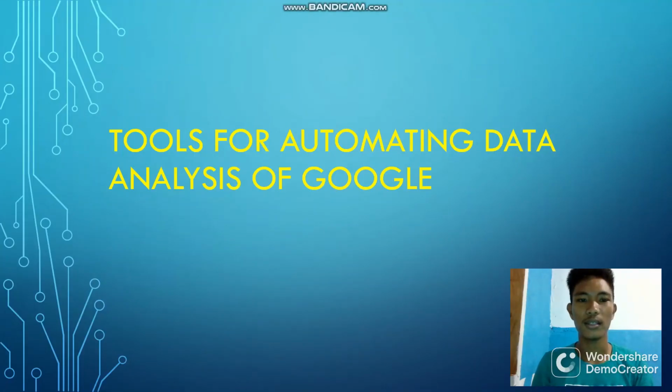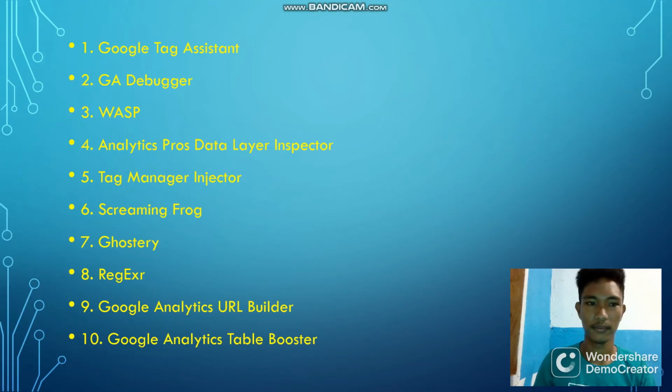Tools for automating data analysis of Google. Number 1, Google Tag Assistant. Number 2, GA Debugger. Number 3, WASP. Number 4, Analytics Pros Data Layer Inspector. Number 5, Tag Manager Injector. Number 6, Screaming Frog. Number 7, Ghostery. Number 8, Regex. Number 9, Google Analytics URL Builder. And number 10, Google Analytics Table Booster.